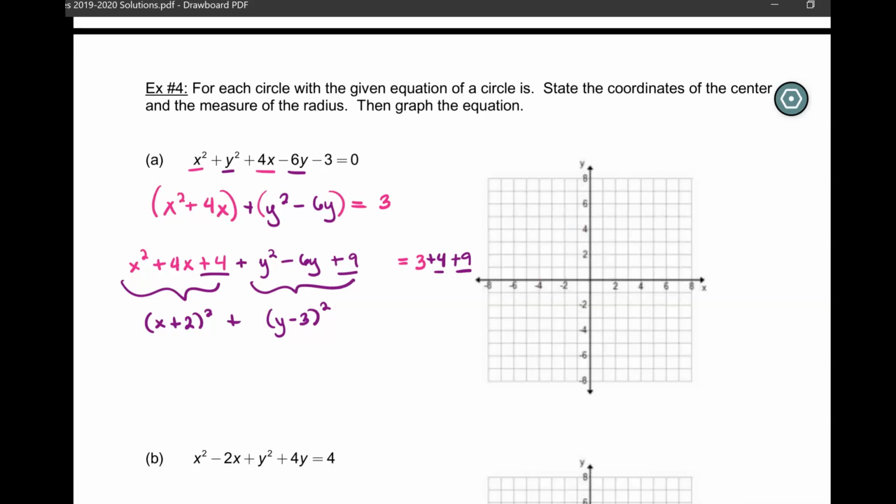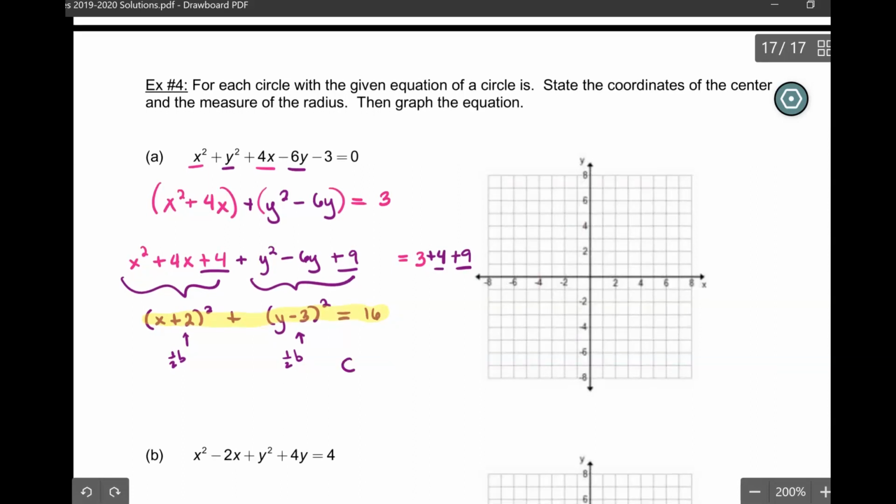This value right here, by the way, is always going to be half of b in the above trinomial. And what does the right side equal? So we have 3 plus 4 is 7, plus 9 is 16. So notice, this is now in standard form. So what do we need to do? We need to identify the center. So the center is going to be negative 2, positive 3. And the radius, since we have 16, that's r squared, the radius is 4.